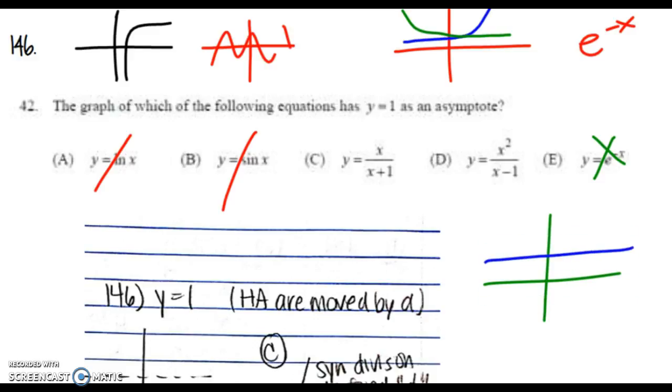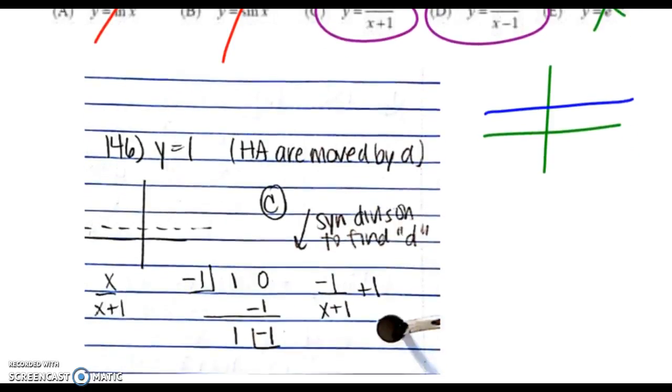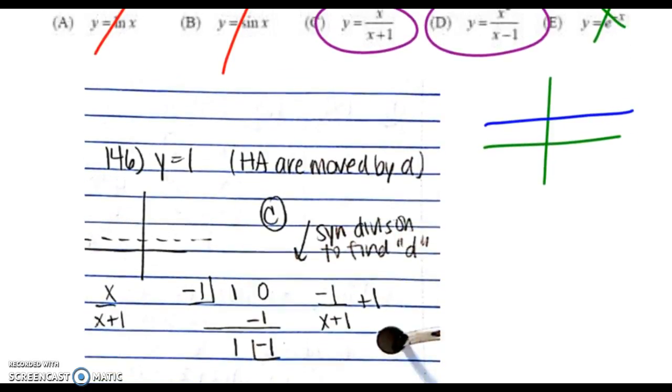Both of these are in not such great form, so you need to do synthetic division to figure out which one it actually is. So you do synthetic division. I just started with C, and you end up with -1 over x + 1 + x. There's your +1. Boom, C.